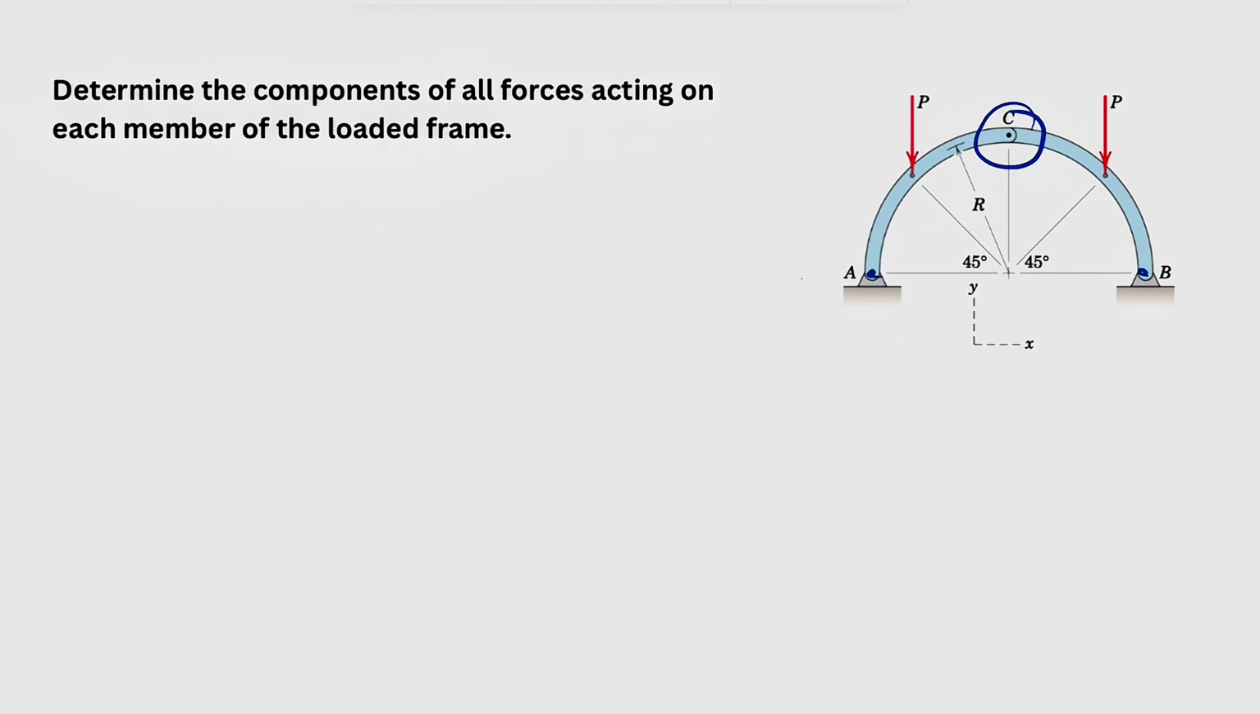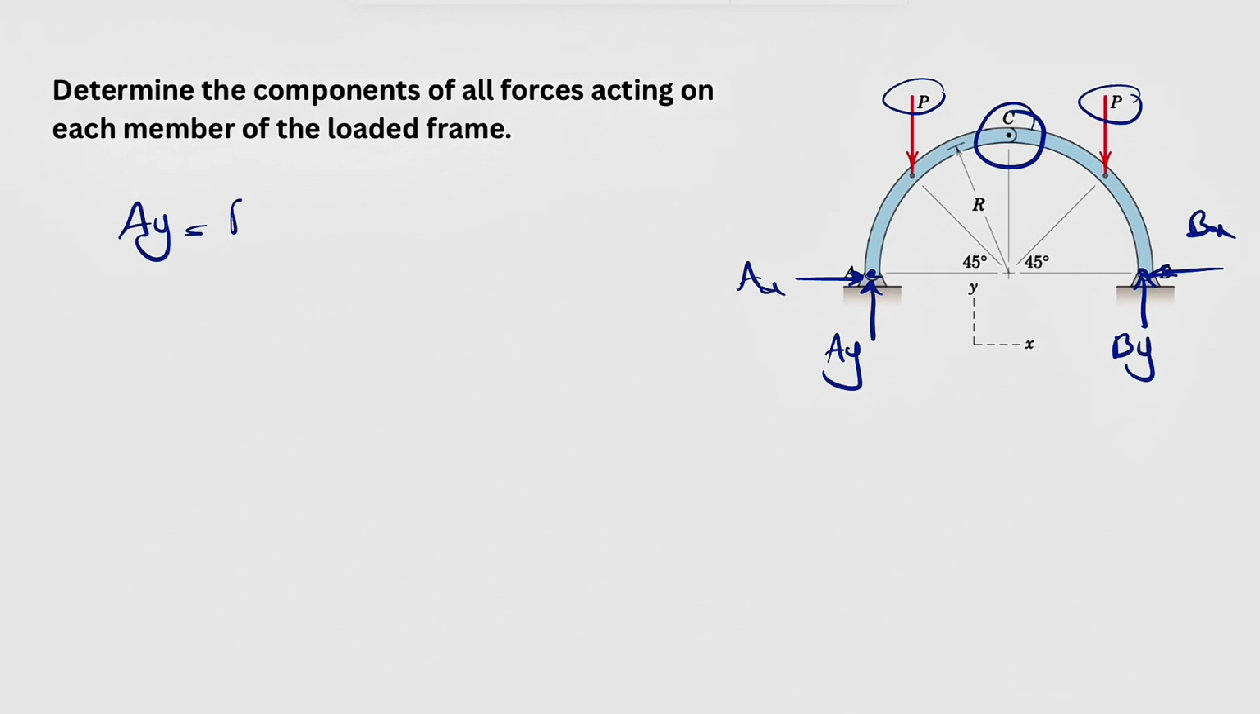As we discussed, for a pin we're going to consider Ax and Ay, two components, and we're going to do the same thing for B, Bx and By. I'm just going to consider this one to the left. Since we assume equilibrium and the sum of all forces has to be 0, and since we have two equal P forces, one on each side, we can conclude that Ay and By are the same.